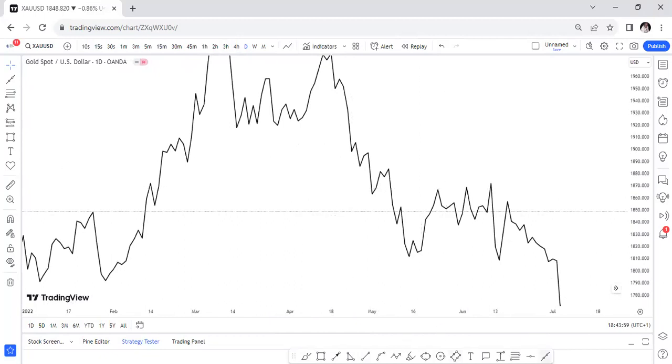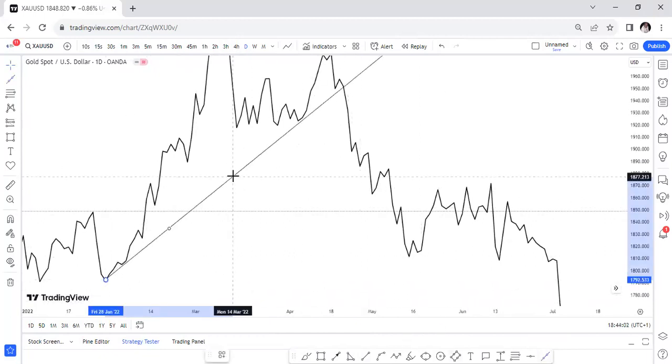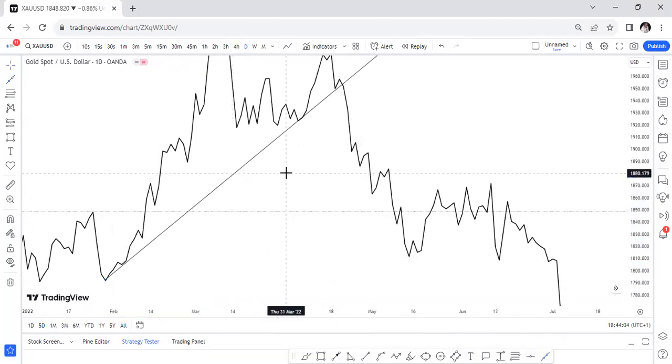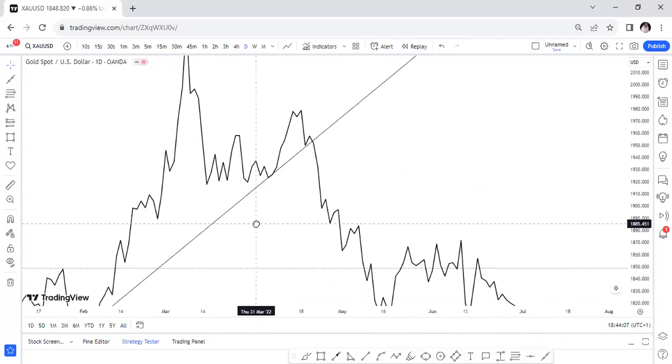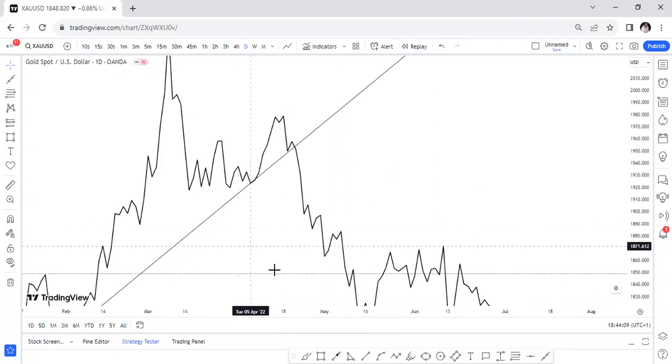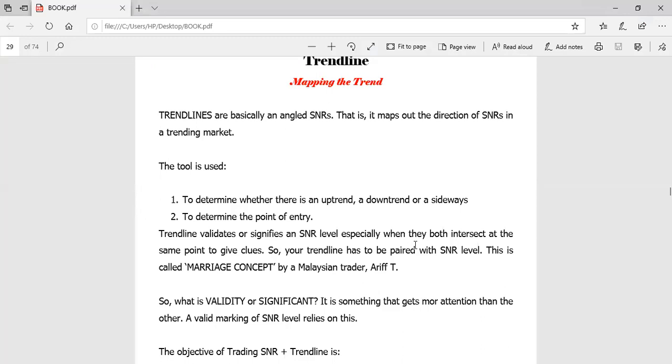Then I want to mention the rules that guide trend line trading. You have to stay with the rules in order to give maximum accuracy. It says that a trend line validates or signifies an external level, especially when they both intersect at the same point to give flips. That means the trend line has to be paired with an external level. This is called the marriage concept by a Malaysian trader.